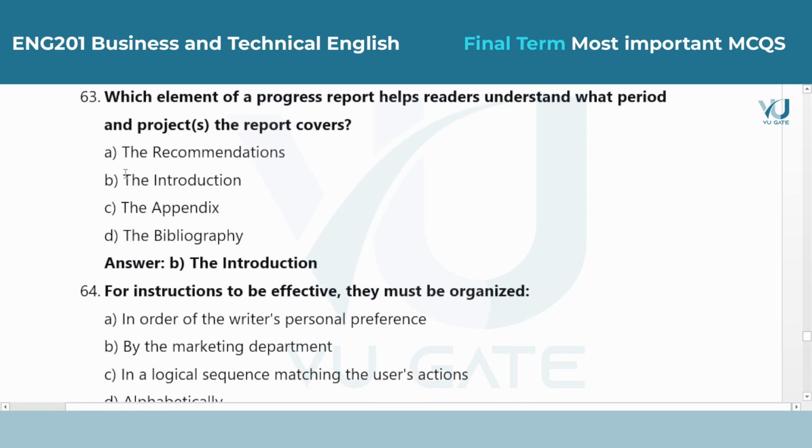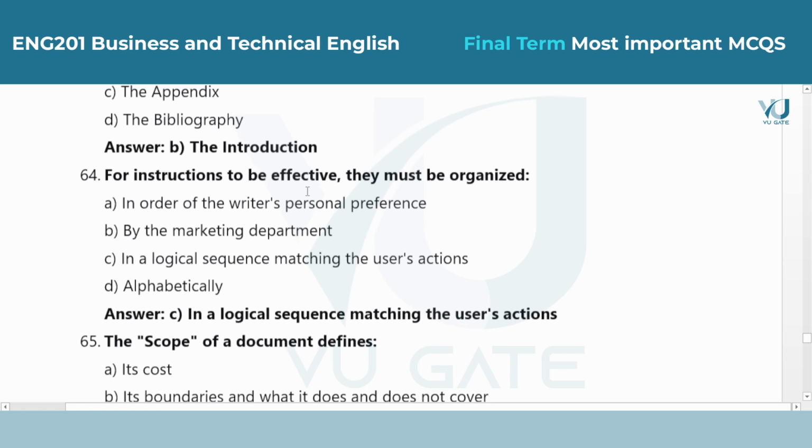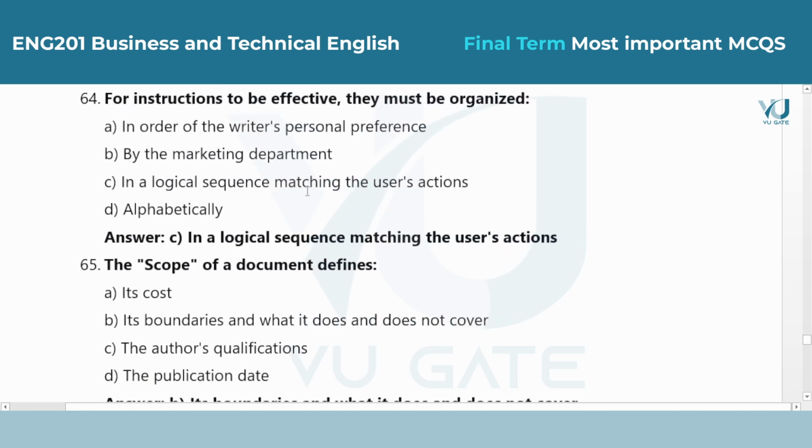63. Question. Which element of a progress report helps readers understand what period and projects the report covers? Answer. B. The introduction. Concept. The introduction establishes the time frame and specific scope of work being updated in the current report.